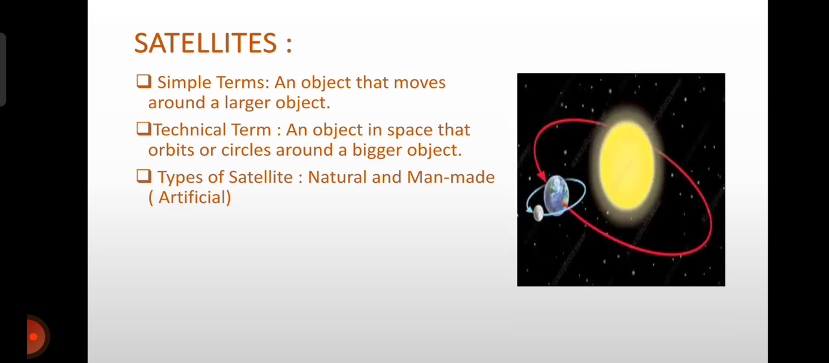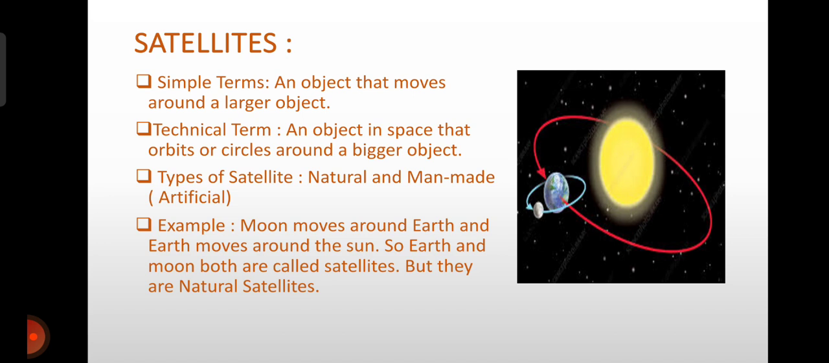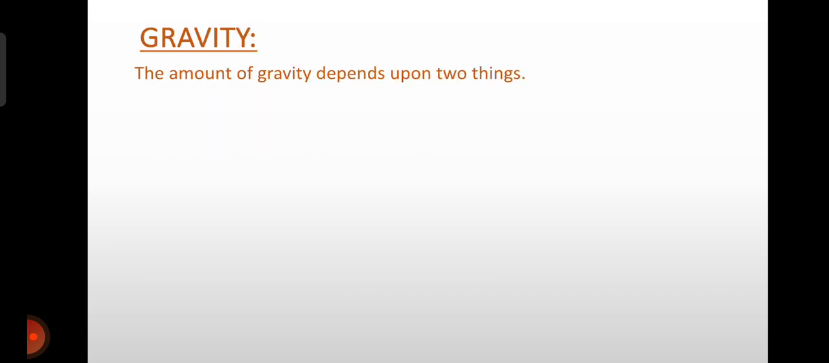Over here we can see an image which has three objects: the moon, earth, and the sun. Moon moves around the earth, and earth moves around the sun. So earth and moon both are called satellites, but they are natural satellites.